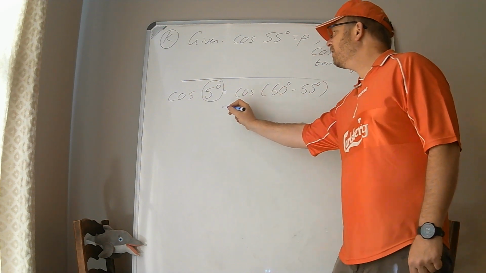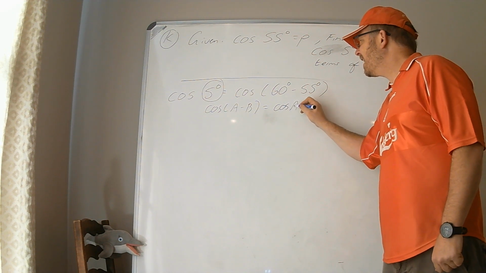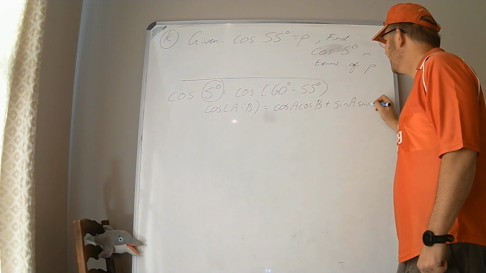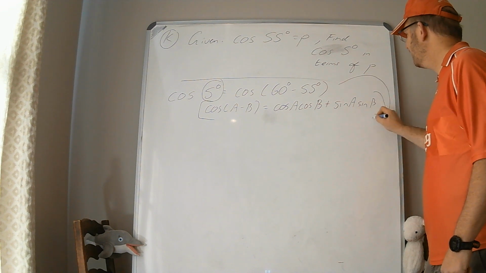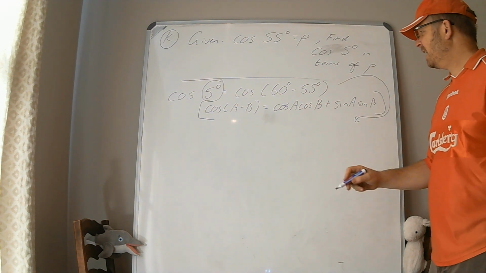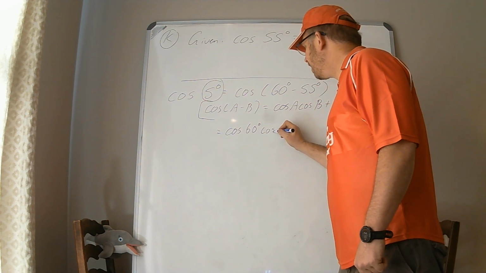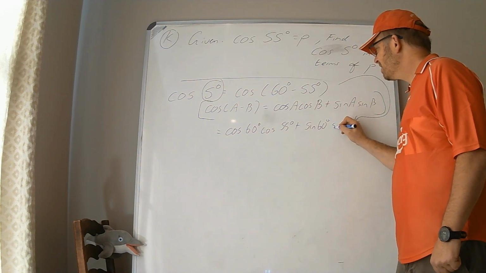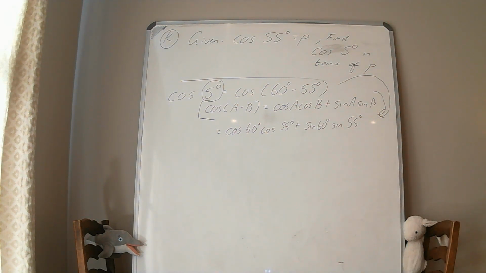We're going to use the fact that cos of A minus B is cos A cos B, opposite sign for cos, plus sin A sin B. Right, so go apply that compound angle formula to that, and you're going to get cos 60 cos 55 plus sin 60 sin 55. Okay, and we're going to find cos 5 in terms of P.